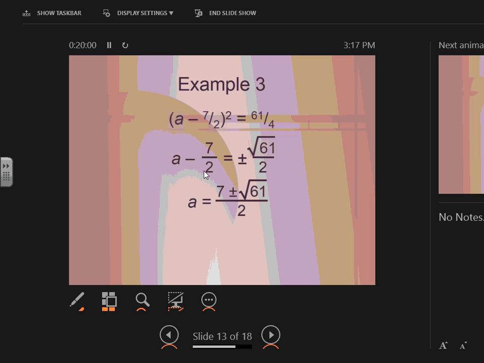Add 7 halves. And I'm done. That's my answer. It is so ugly. Now, what if I told you you had to give me this in decimals? Could you give me the decimals?